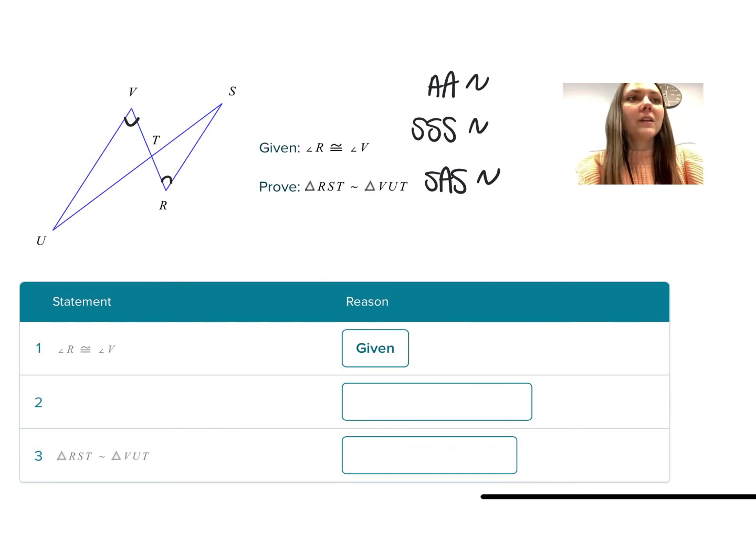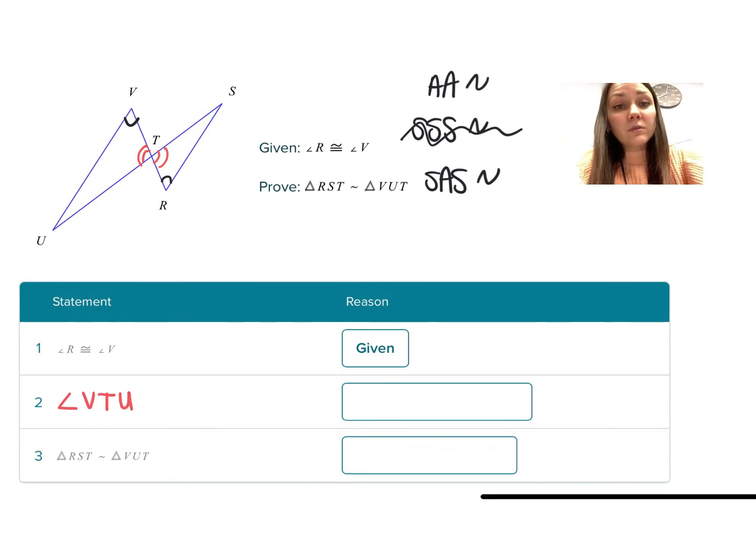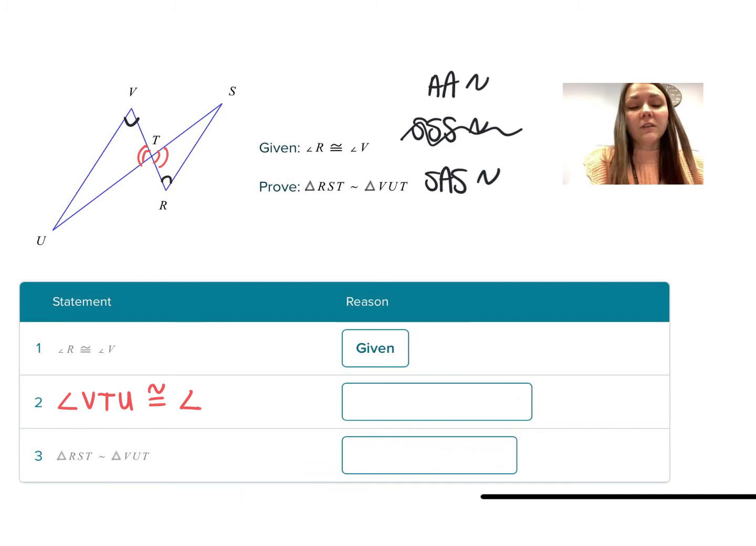Okay, so I know I'm not using side-side-side because I'm given a pair of angles. And if I look at the picture, I know vertical angles are always congruent. And so that's actually going to be step 2. Make sure when you're naming these vertical angles that you use 3 letters, because if I just say angle T is congruent to angle T, well, I don't know which angle T you're referring to. There's a lot of angles contained at point T.